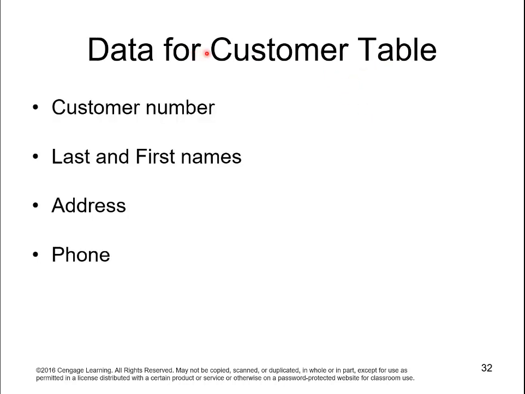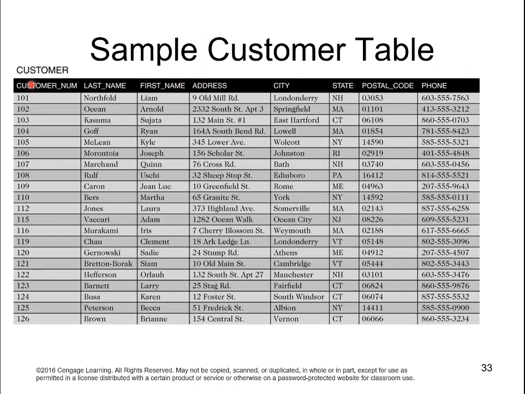Well, you're not going to be much of a business without a customer table. So we definitely want to have a unique number for our customer number. Last name, first name, address, city, state, postal code, and phone. Now, why can't we use the last name as a unique identifier? Well, because there are people that have the same last name. And you can't do first name and last name because, again, there are people that have the same first and last name.